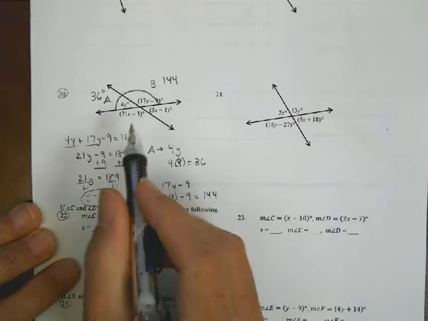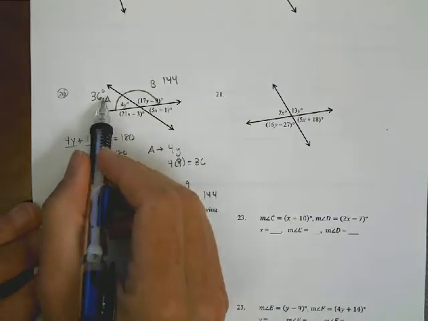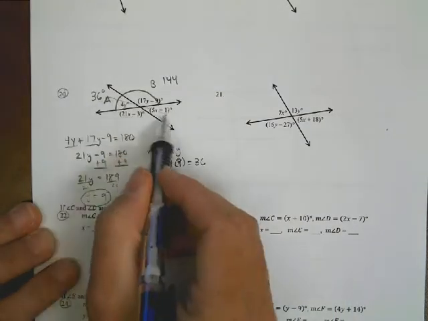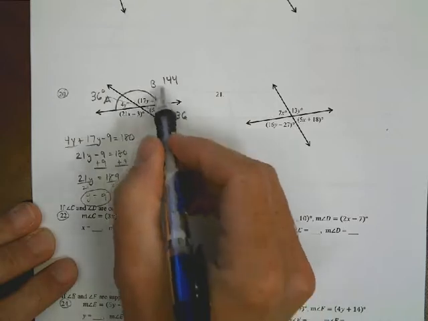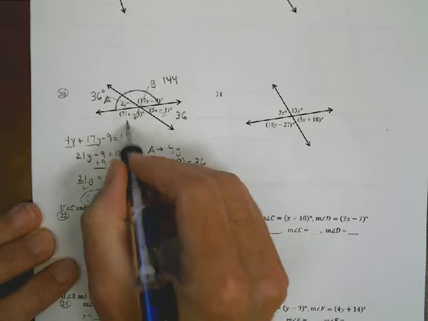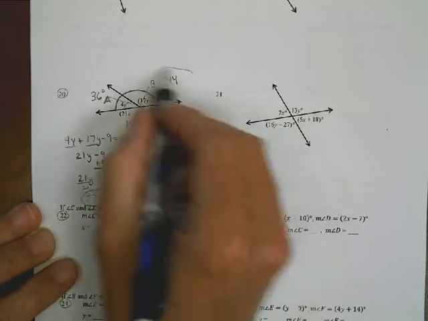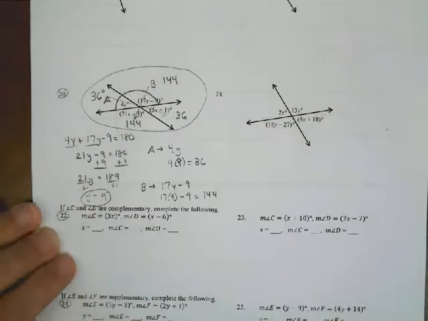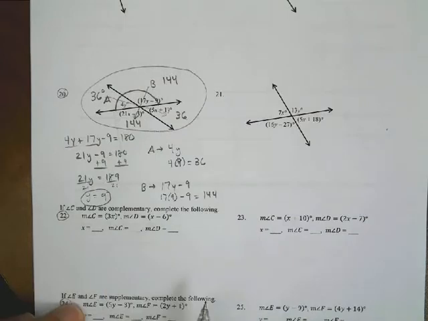Then I use what I know about vertical angles, and I go just directly across. If that's a 36, then this one over here is also 36. If this is 144, then the angle directly across, vertical angle, is also 144. So those become my solutions for that problem there after solving for y.